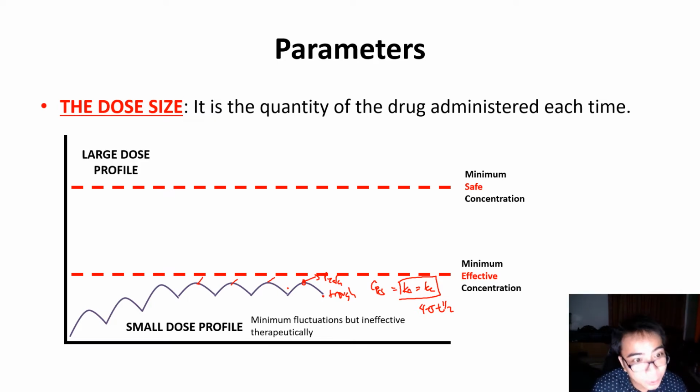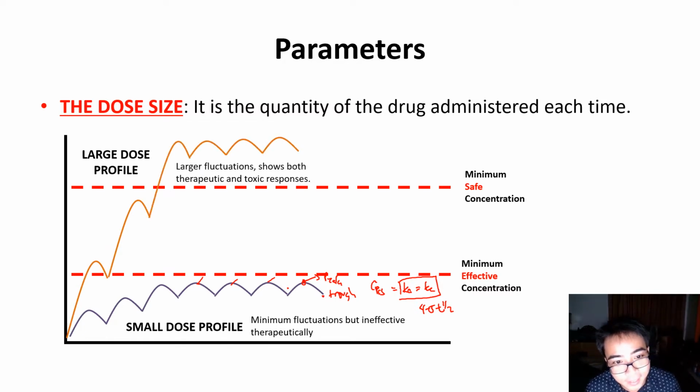Now, what if naman too large ang dose profile? So, sure, you're going to get the desired effect, pero at the same time, you're going to get the toxic effect as well. And you'll see larger fluctuations, class, between the peaks and troughs. So, ang laki ng difference between your peaks and your trough concentrations. Alright?